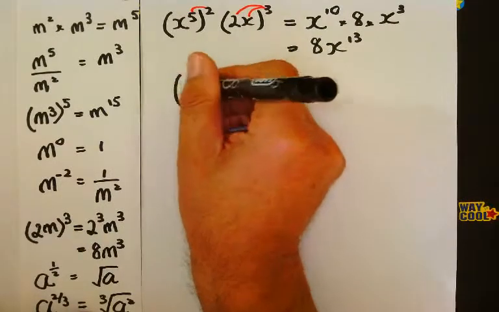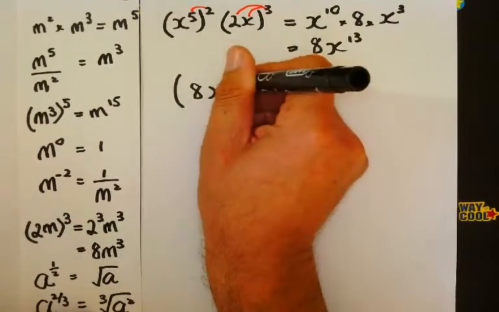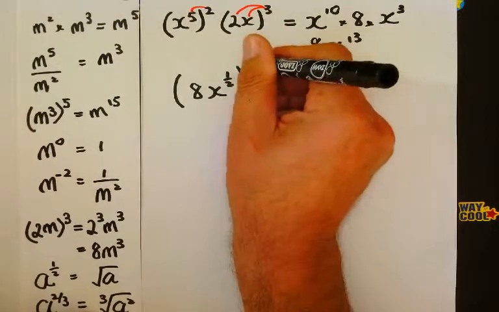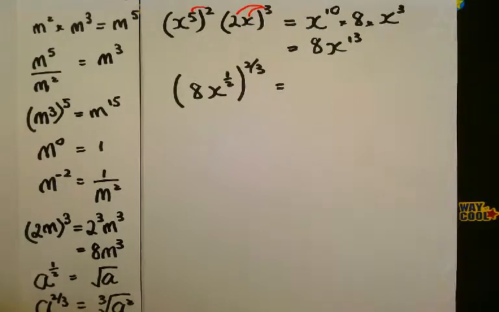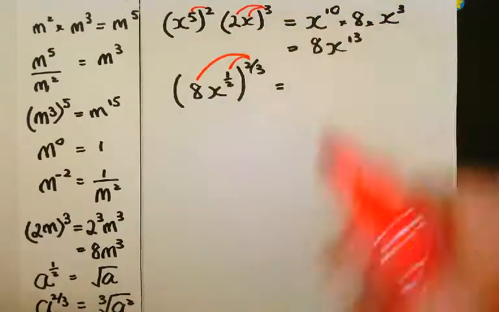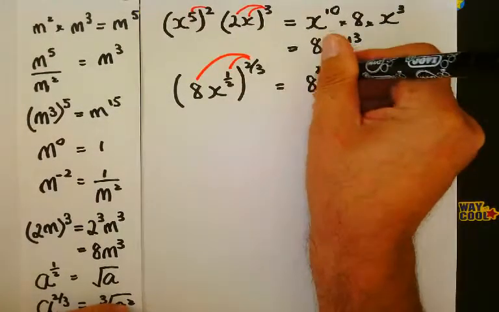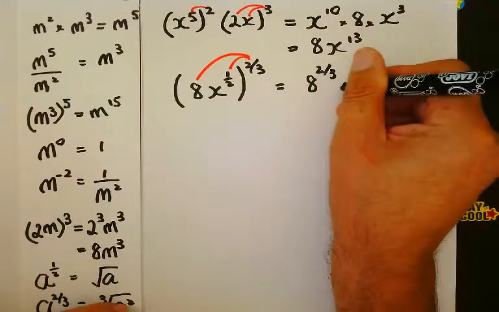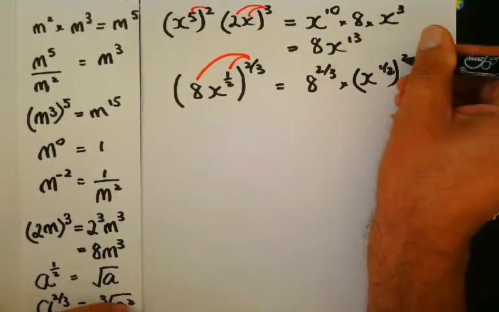Okay, so let's go for this one. So this is 8 x to the 1/2 all to the power of 2/3. So again, same process. It is power on a power, so you multiply, and power on a coefficient. So we just write that out. So that's 8 to the 2/3 times x to the 1/2 all to the 2/3.